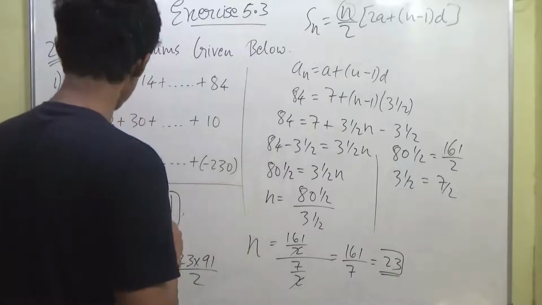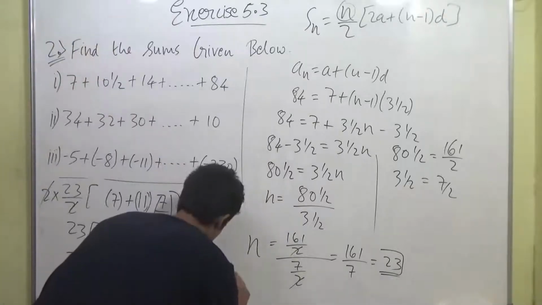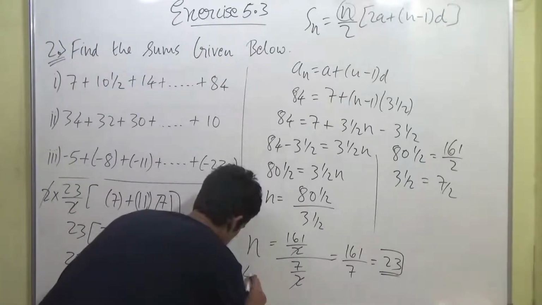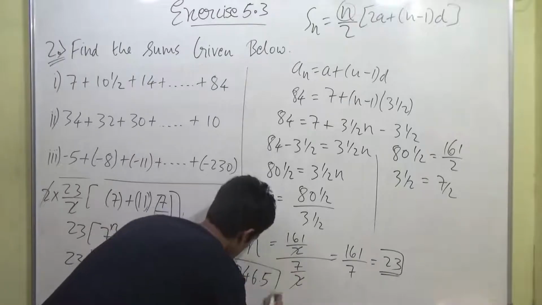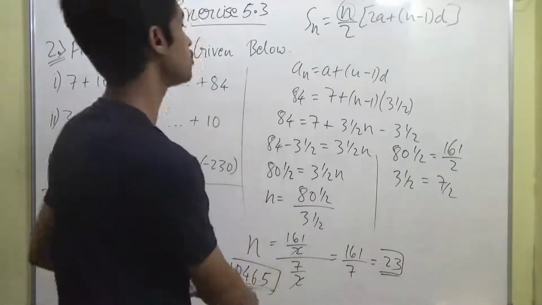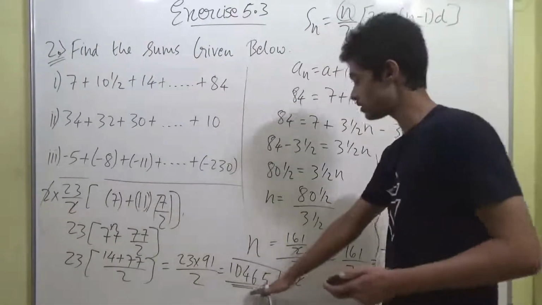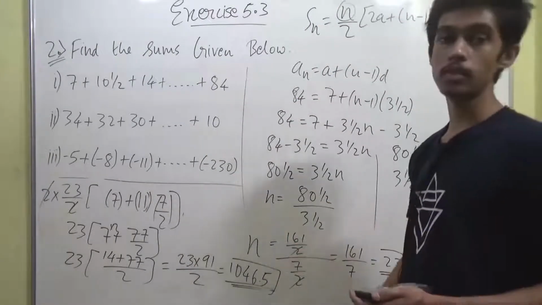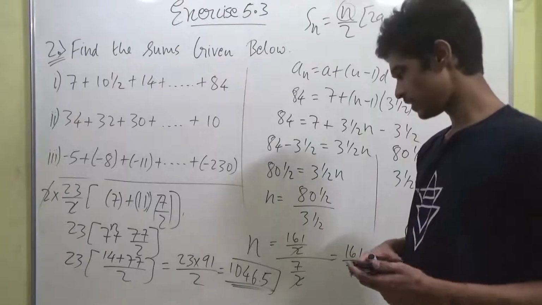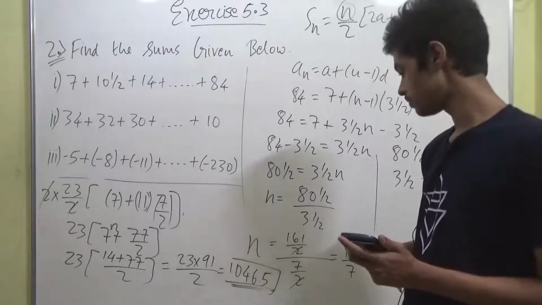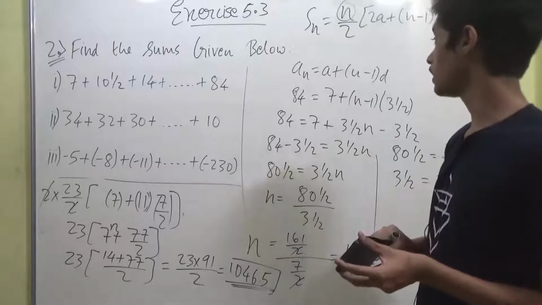So this is going to become equal to 1046.5. So this is the final solution, guys. That is, the sum of all these terms is nothing but equal to 1046.5, right? This is the answer, guys.